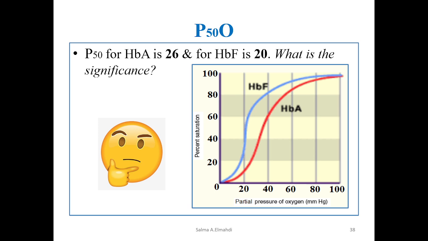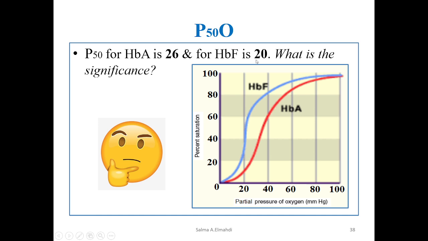The concept of partial pressure of oxygen is important for the function, for example, of hemoglobin. Partial pressure P50 for hemoglobin A, the adult hemoglobin, is 26 millimeters of mercury, while that of hemoglobin F, the fetal hemoglobin, is 20. This difference is quite important.